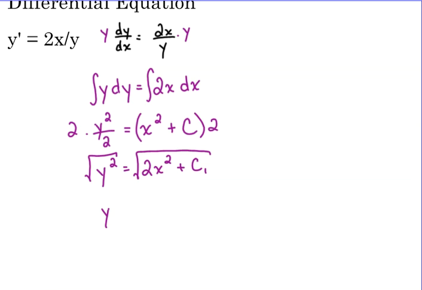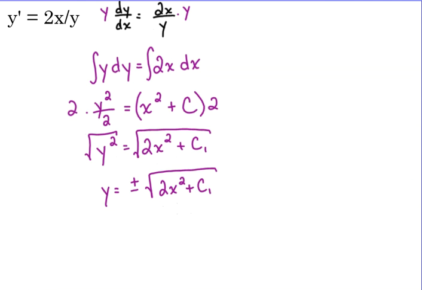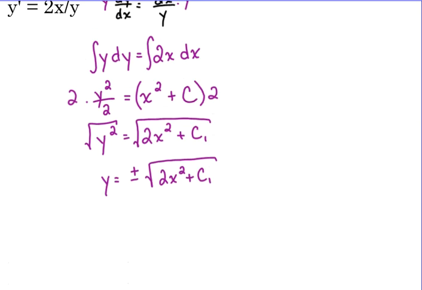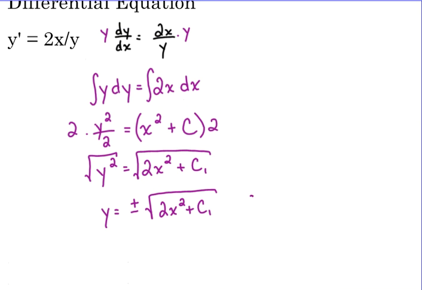Now, when we take the square root, we must remember the positive and the negative. Which one it's going to be depends on if they give us an initial condition. So we're going to look at finding a particular solution here. So that was just the general solution. Okay, that's the general solution right there.